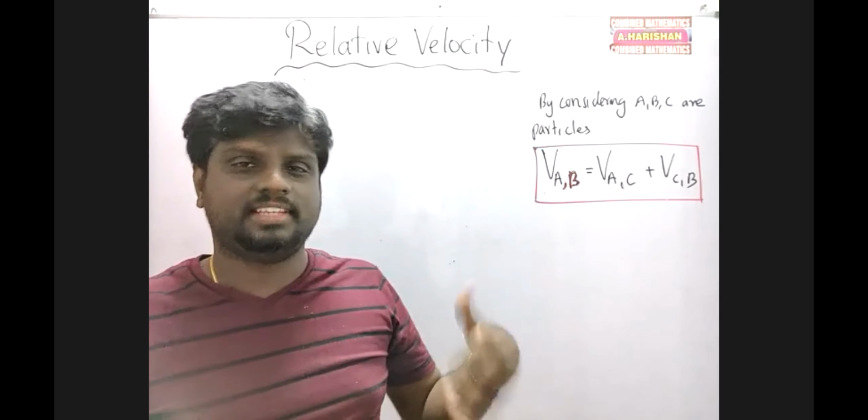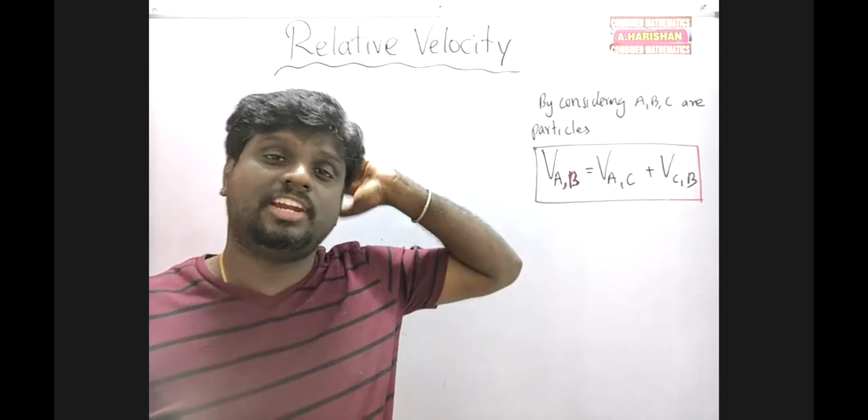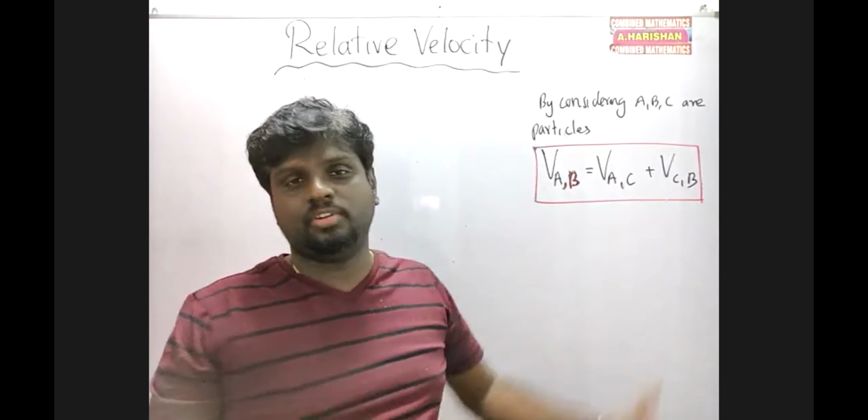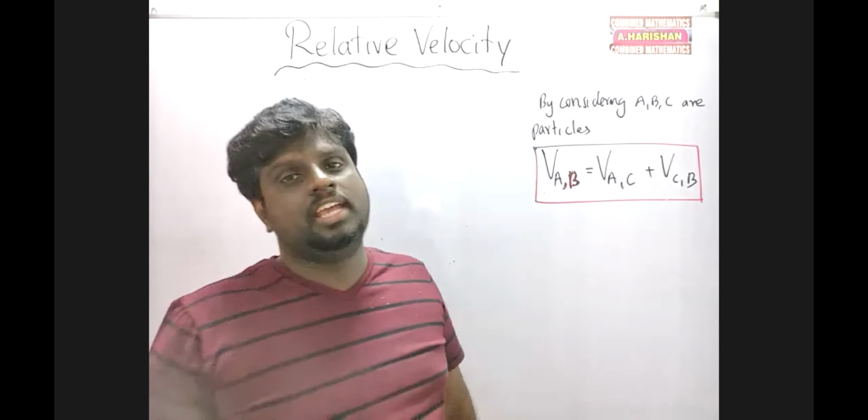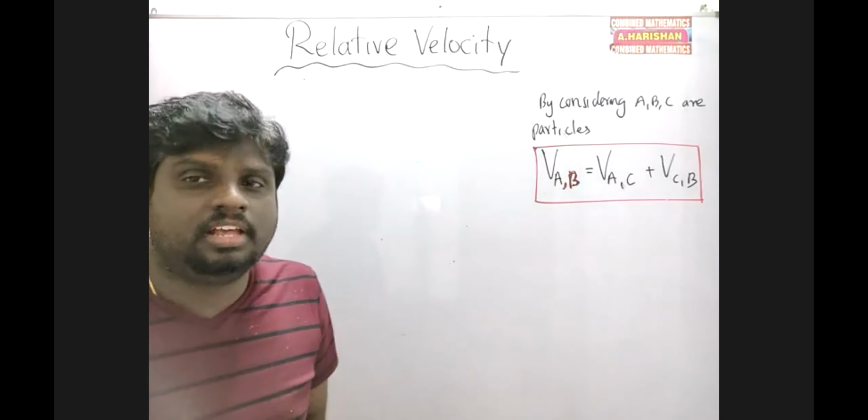Okay, so 5 and 6 also there, but sometimes one is related to vectors, and the other one is related to crossing the river. So I teach that separately. That's okay.